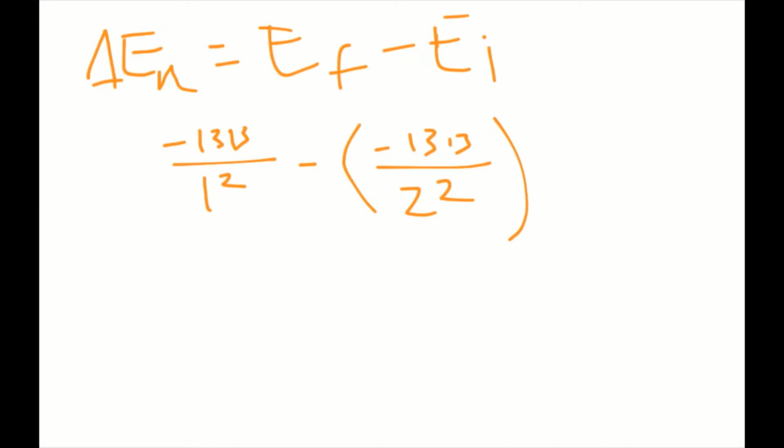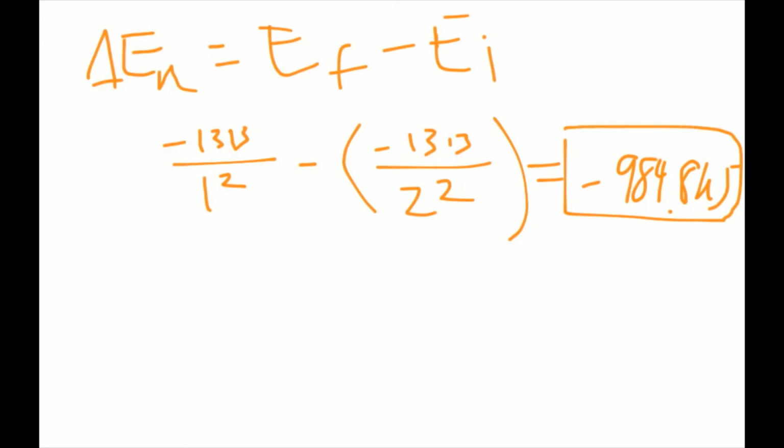And if you type that into a calculator, negative 1313 divided by 1 squared, which is just 1. And you just subtract it by negative 1313 divided by 4, since 2 squared is 4. And you get that the change in energy is negative 984.8 kilojoules. And this is the change in energy for a mole of electrons. So let me write that. This is for 1 mole of electrons, just to be clear.